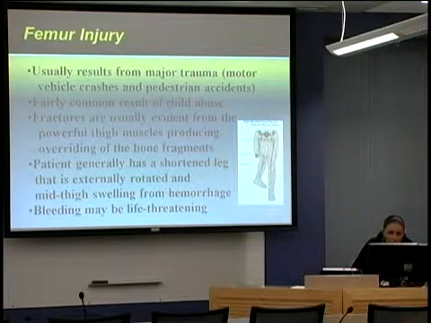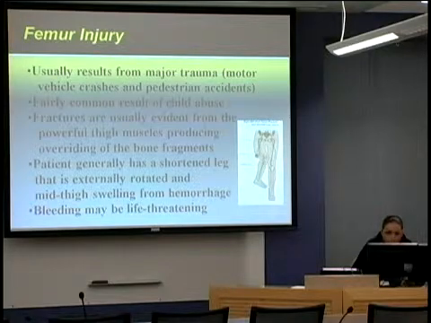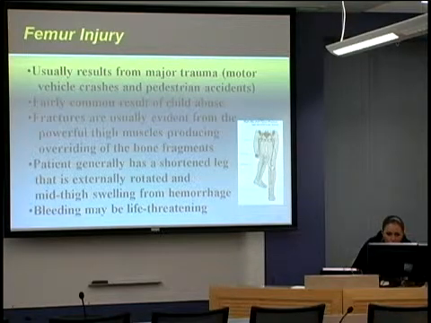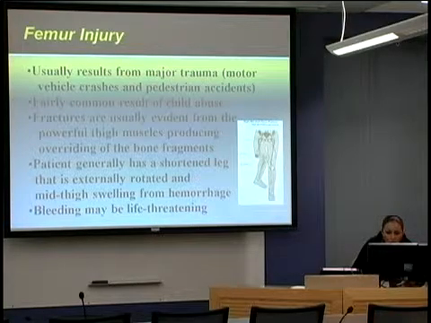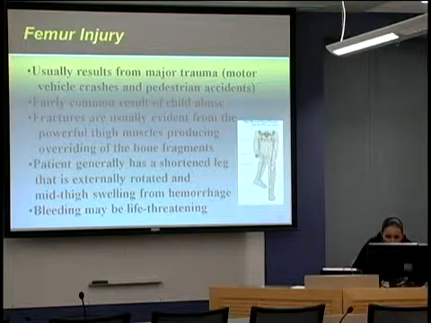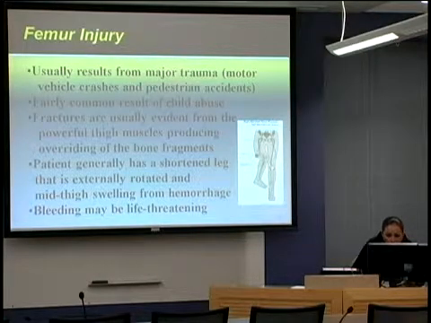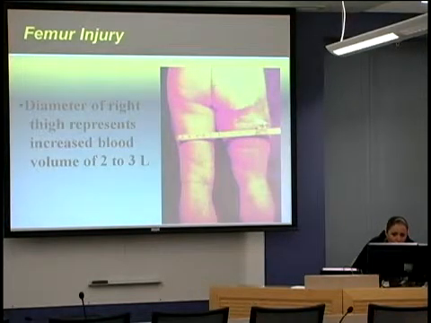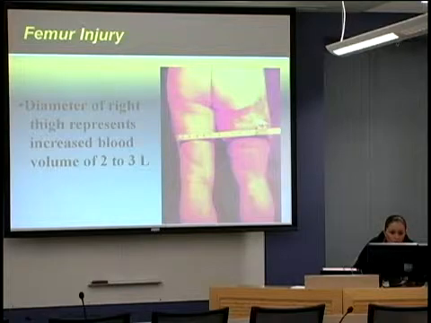Femur injury usually results from major trauma, either motor vehicle crash or pedestrian accident, and they're a fairly common result of child abuse. Fractures are usually evident from the powerful thigh muscle producing overriding of the bone fragments. Patients generally have a shortened leg that is externally rotated and mid-thigh swelling from hemorrhage. Bleeding may be life-threatening. Believe it or not, the thigh can accommodate as much as 2 to 3 liters of blood.